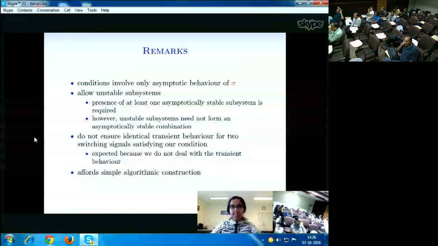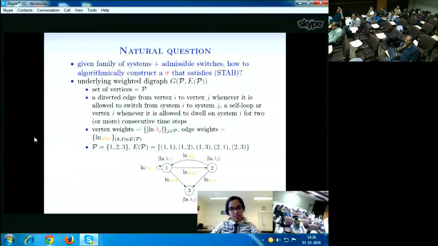So the question is, given a family of systems and a set of admissible switches, how do we algorithmically construct a switching signal that satisfies our stability condition? Now, for this purpose, we associate a weighted directed graph with a switched system. So the vertices of the graph are the systems in the given family. Now, if it is allowed to dwell on a particular system, we put a self loop on the corresponding vertex. And whenever it is allowed to switch from one system to another, we put a directed edge between those two systems. Now, these scalars here are chosen to be the vertex weights, and these scalars here are the edge weights.